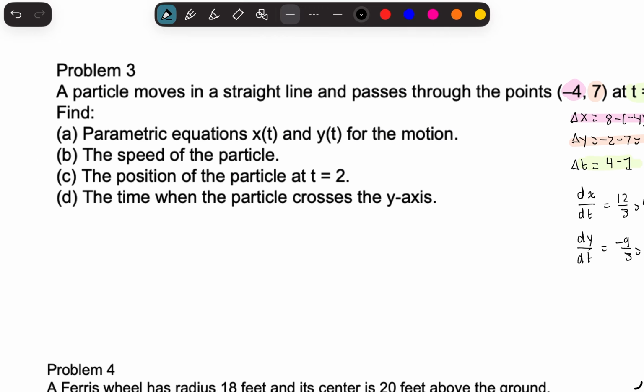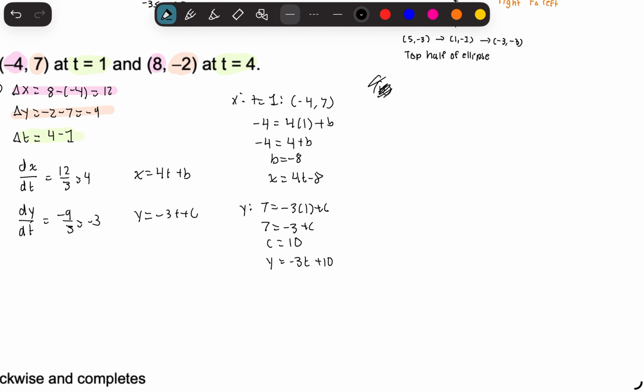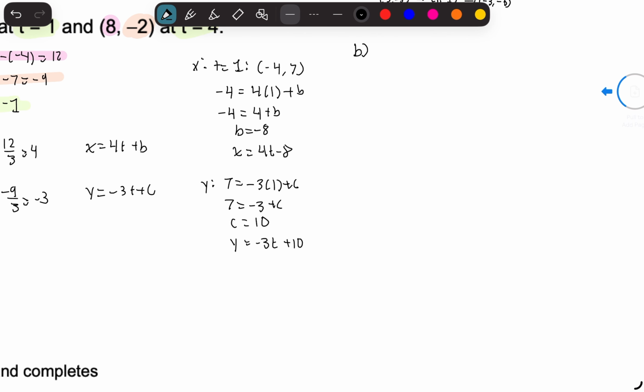How do we find speed? So that was for part A. For part B, to find speed, we have to take the root of dx over dt squared plus dy over dt squared. So your speed is equal to the root of 4 squared plus negative 3 squared. That's going to equal the root of 16 plus 9, equal to the root of 25, which is equal to 5.